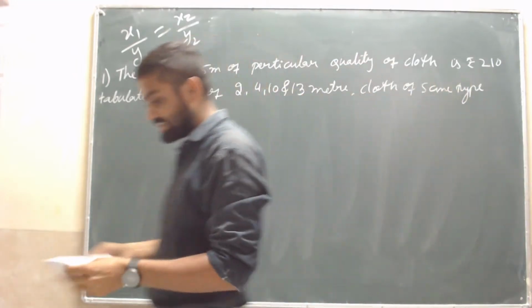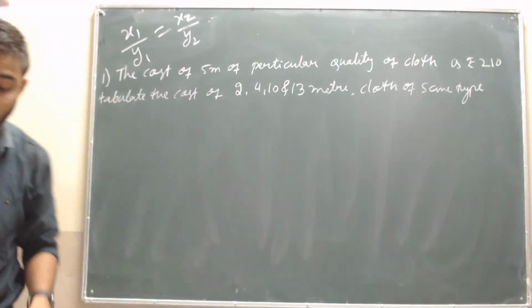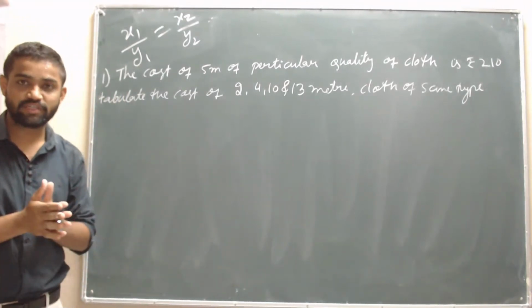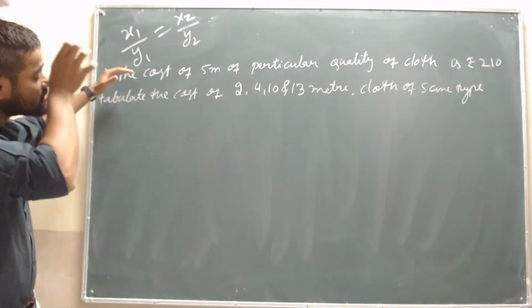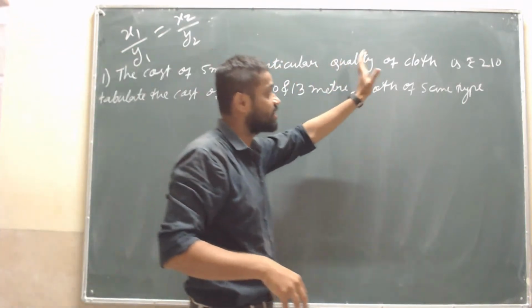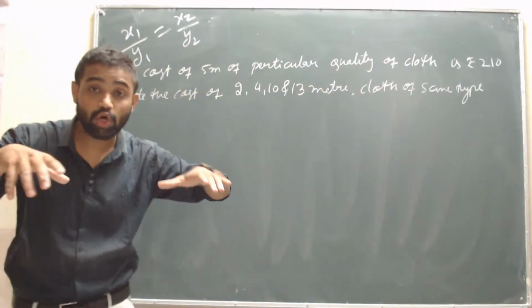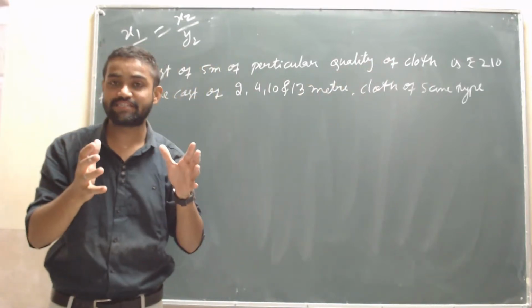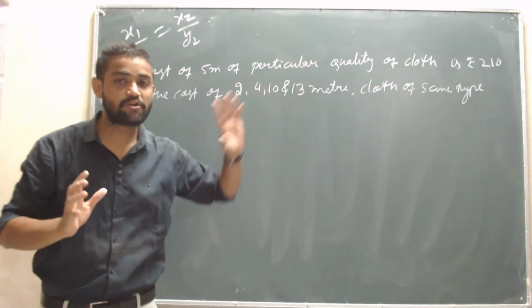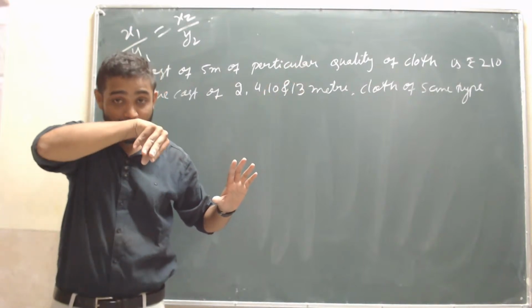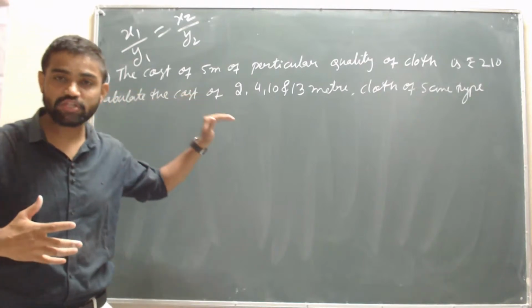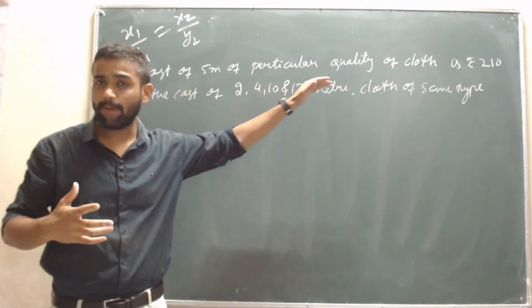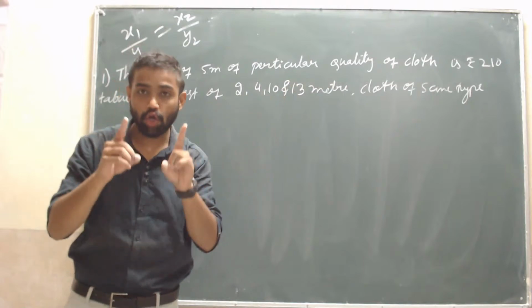See, students, concentrate here, this is the example for direct proportionality. The cost of 5 meters of a particular quality of cloth is 210 rupees, isn't it? And we have to find out the cost for 2 meters, 4 meters, 10 meters, as well as 13 meters of cloth of the same type.